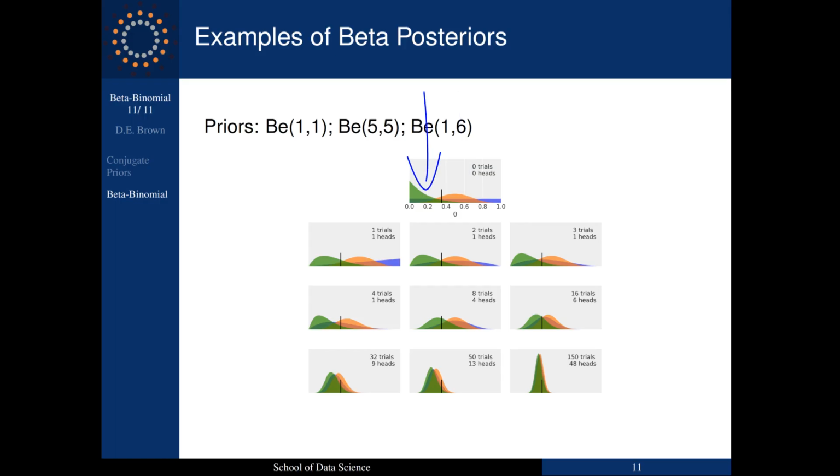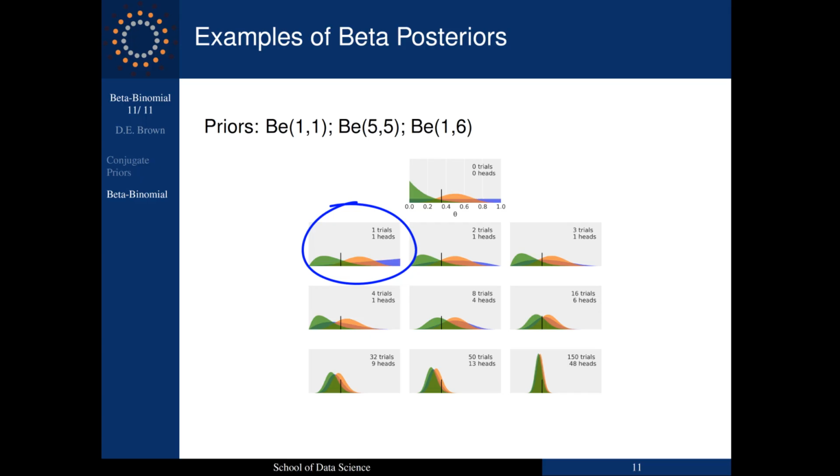The beta 1,1 tells us we have no idea where the value of theta is. The beta 5,5 says we've got a pretty good idea and we think it's right around 0.5. And the beta 1,6 says we think we have a good idea and we think it's very low, that it's likely to be a very small value for theta. And you can see what happens as we get more and more trials. I've considered this to be flips of a coin. So in our first flip of a coin, if we get one head, you see what happens.